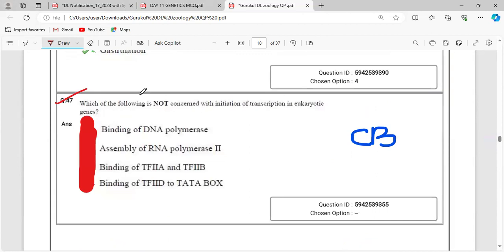And which of the following is not concerned with initiation of transcription in eukaryotic genes?